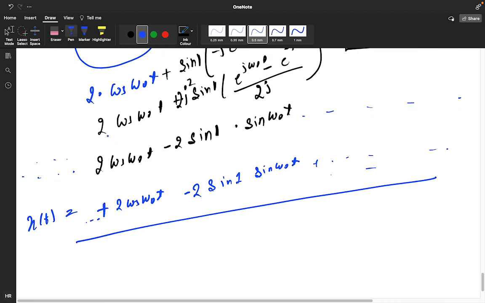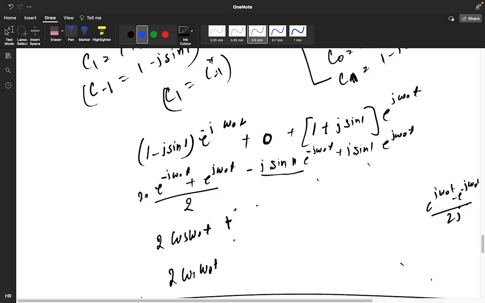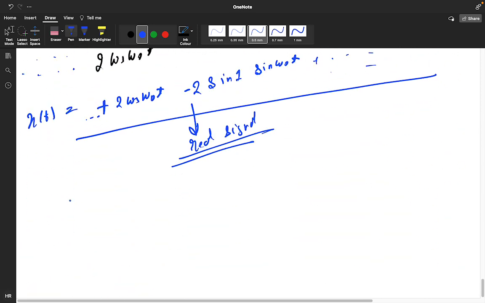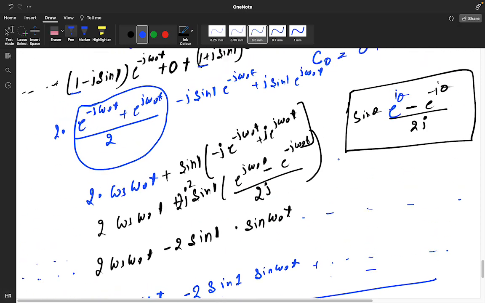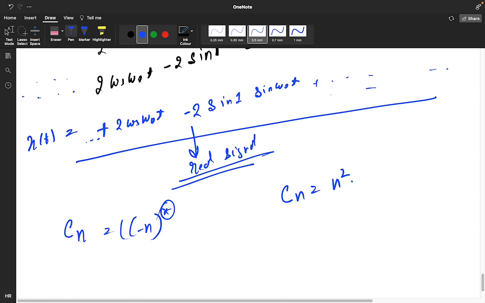So this kind of a signal is what? It's a real signal, right? And we discussed earlier, in a real signal what is happening? C of n is equal to C of minus n conjugate, right? So what was the C of n value? The question gave n square plus j sin n.